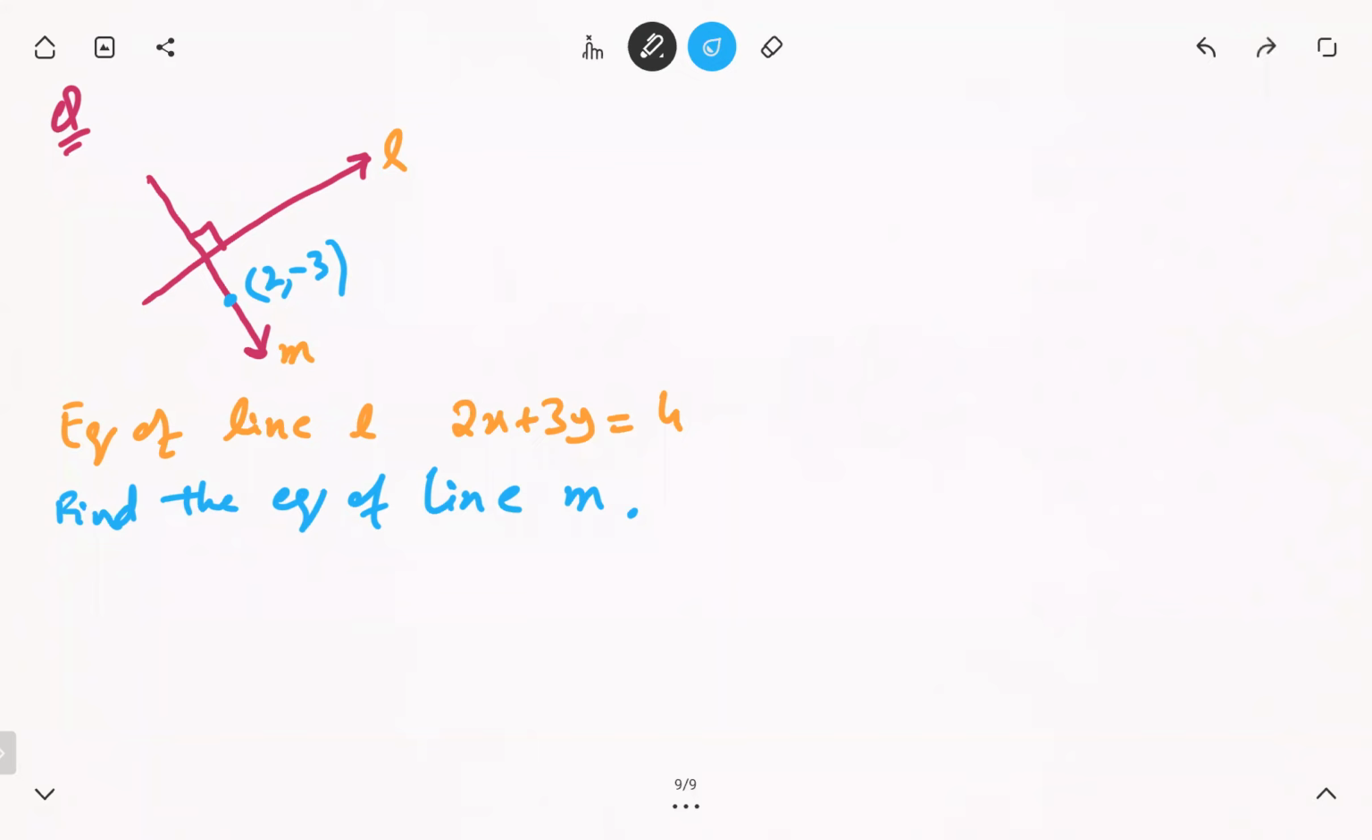Okay, let's find out the gradient of this line in slow motion. You can do it directly, you have done it directly, but let's slow it down a little.